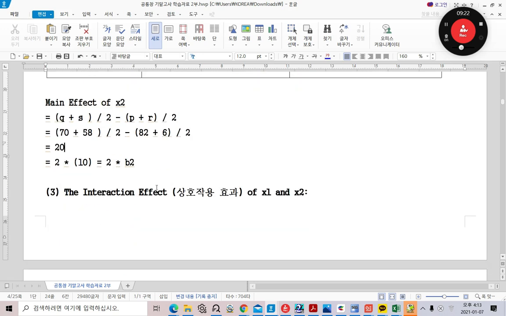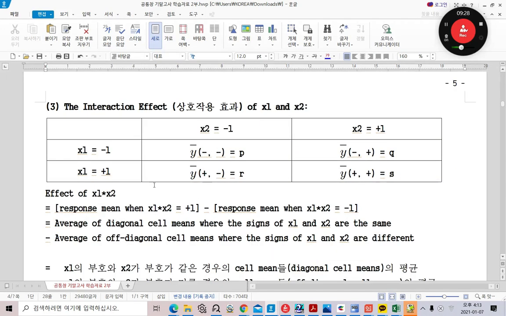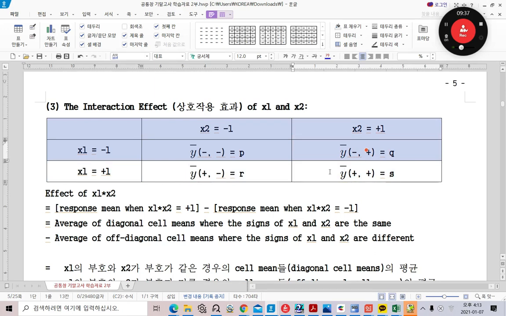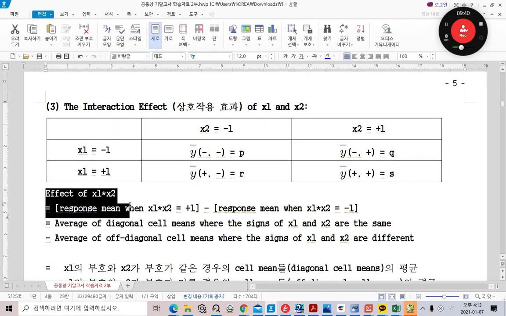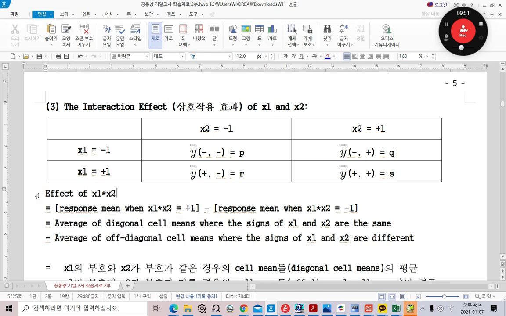Now, next topic for this hour is the interaction effect of X1 and X2. Okay, now we have this table of cell means. Now, look at this. Effect of X1 times X2 equals, okay, interaction effect of X1 and X2 is the effect of X1 and X2 when levels of X1 and X2 are negative 1 and positive 1 respectively.